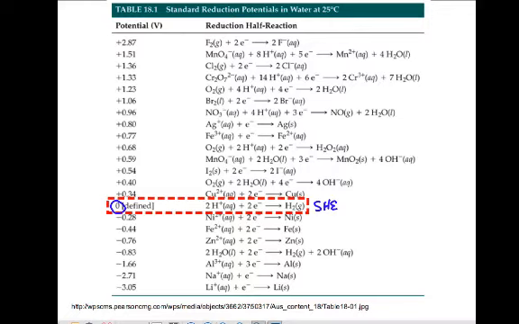Now, if you have a standard reduction potential table and you forget that it is the more positive that wants to be reduced, maybe it would help you to remember that fluorine is the most electronegative element on the periodic table. And so shoot for fluorine. Be careful. This is not always at the top of the table. It's important that you know that the more positive one wants to be reduced. The more negative one wants to be oxidized.